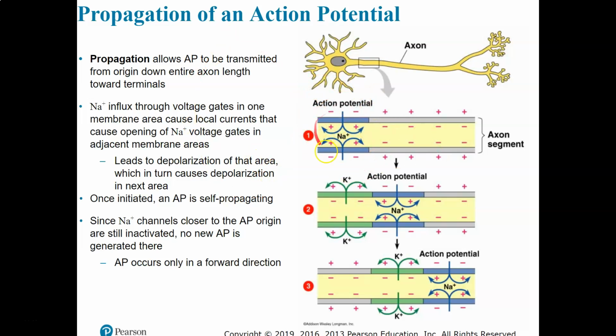So, sodium channels open, sodium flows in, depolarizes this area of the axon, triggering the opening of sodium channels in the next area of the axon, which is going to depolarize that area and trigger the opening of sodium channels in the next area of the axon, which is going to depolarize that area. And this continues all the way through. The section that had just been depolarized is then going to go into repolarization, and while that's happening, the sodium channels are inactivated, so the action potential cannot spread back, only forwards.